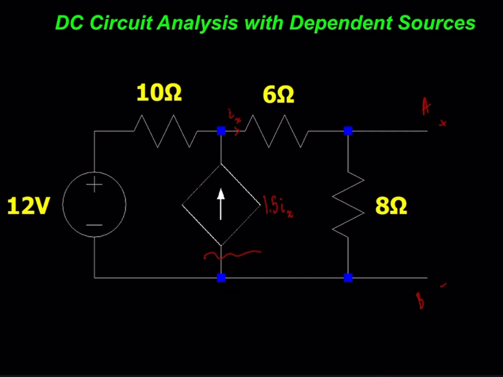A lot of the principles remain the same. There are just some extra techniques you need to use to work around any complications that come with these sources. In this example here, we have a current-controlled current source. So this current, 1.5 IX, is dependent on the current going through this branch here, through the 6 ohm resistor. But you can also find voltage-controlled current sources, and the same thing with dependent voltage sources. So here we're going to find the Thevenin equivalent circuit as seen from these terminals AB, and we'll learn some techniques on how to tackle this.